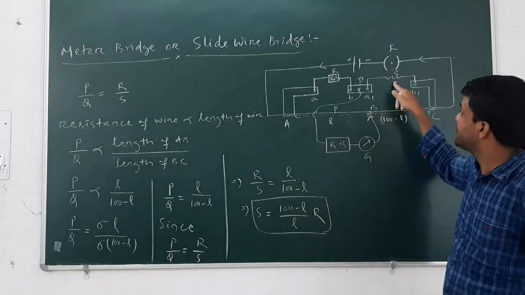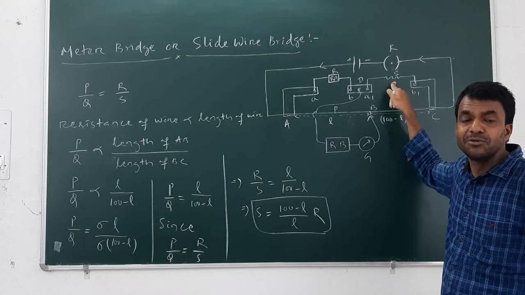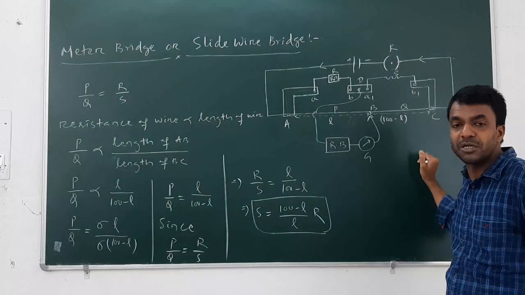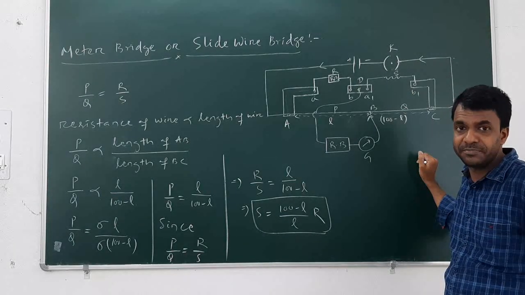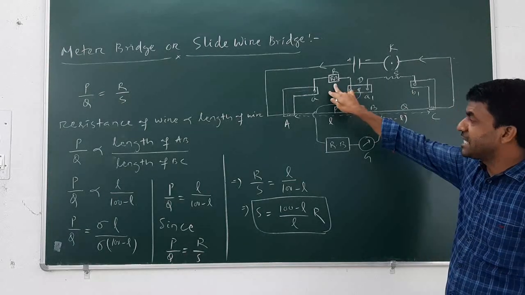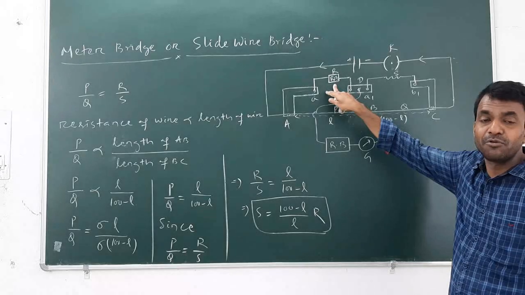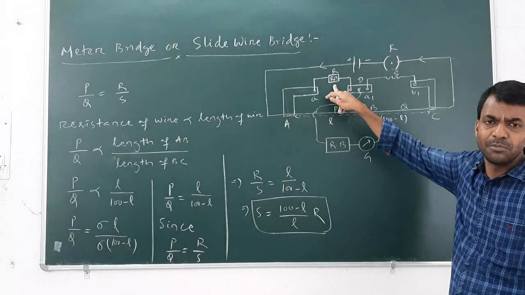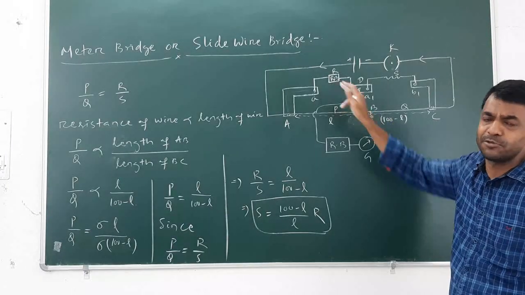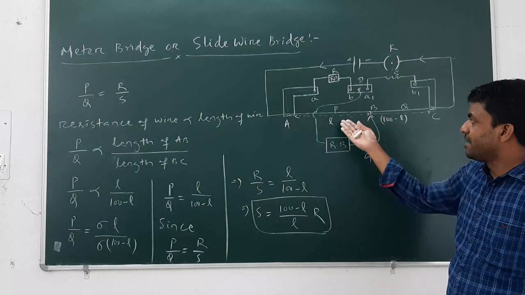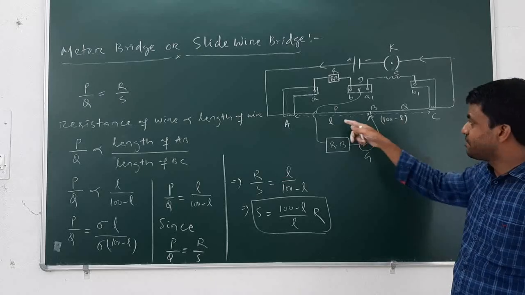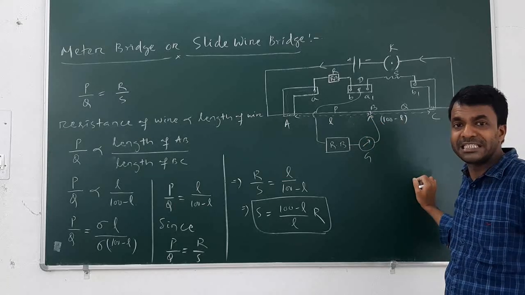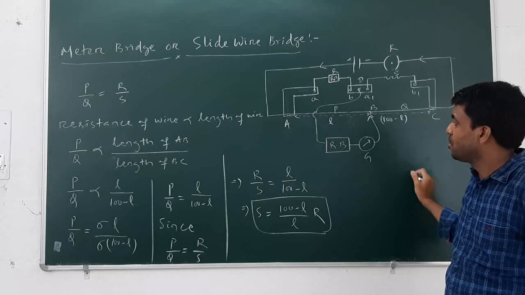S is the unknown resistance, whose resistance is to be calculated, fixed between these two terminals of copper strips. And this resistance R is given, found from the resistance box. This is generally taken as 1 ohm, 2 ohm, 3 ohm. And L is found from the null point by sliding the jockey on the meter wire.